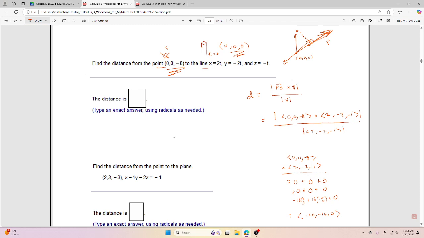Cool so far? Okay. So what I need to do, and first off, I need to write smaller, but I'm going to do the magnitude of this vector divided by the magnitude of this vector. 16 squared, 16 squared, 0 squared if you want to do that. And then the bottom, 2 squared, 2 squared, 1 squared.